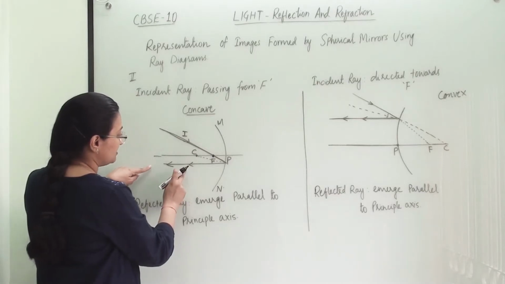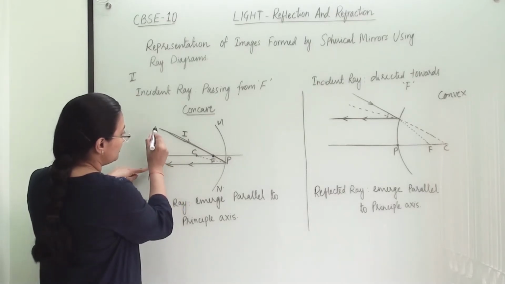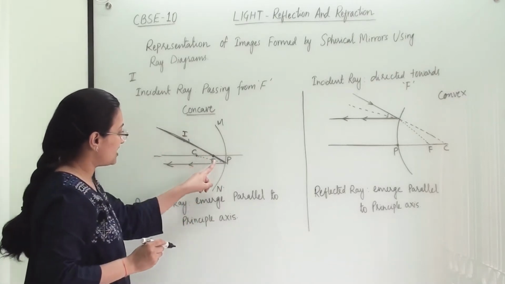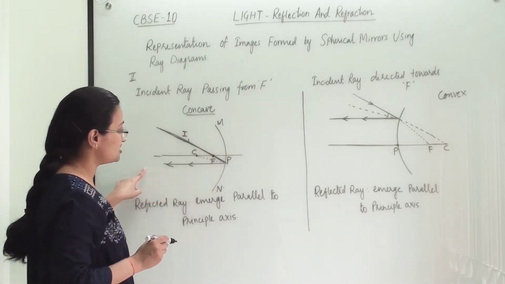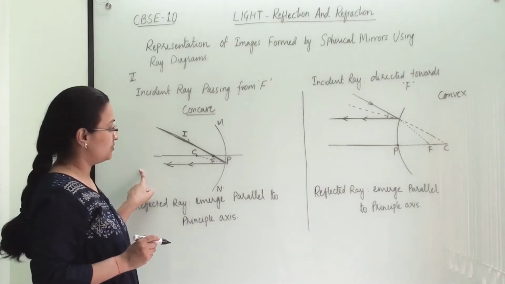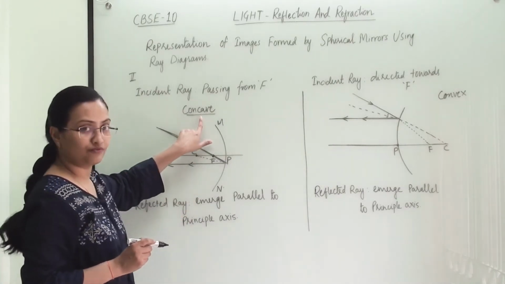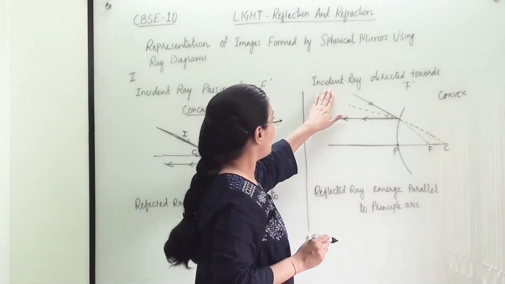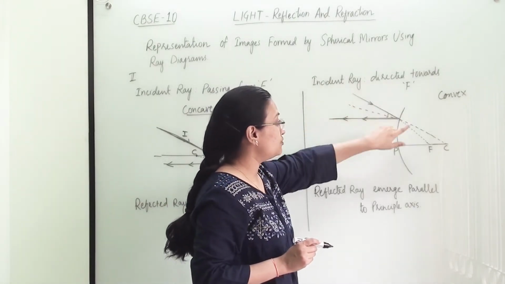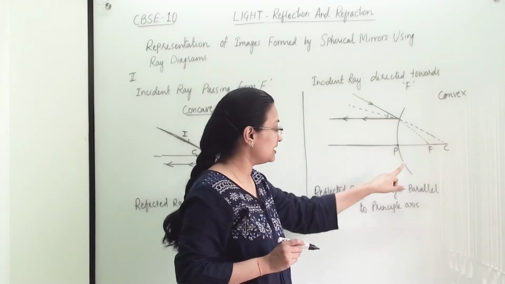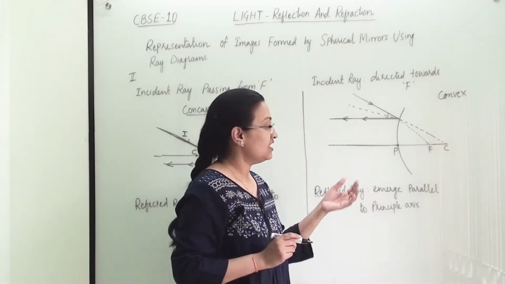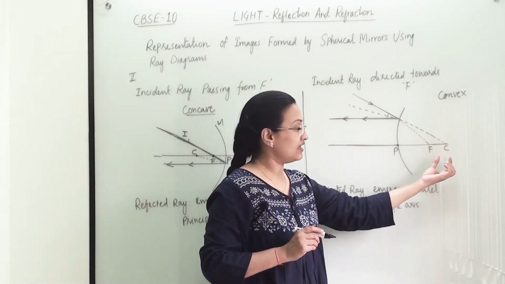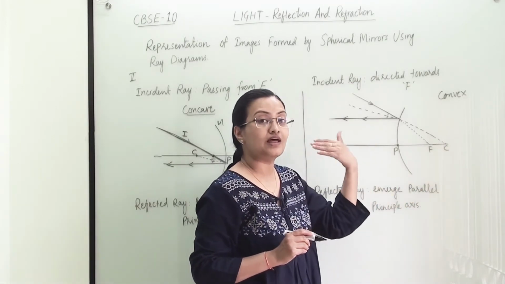We can see that this ray is parallel. So only one ray will pass through F and emerge parallel to the principal axis. That will happen in the case of a concave mirror. Now the second case is when the incident ray is directed towards F. In the case of a convex mirror, point F and point C, the principal focus and the center of curvature, both lie behind the mirror.